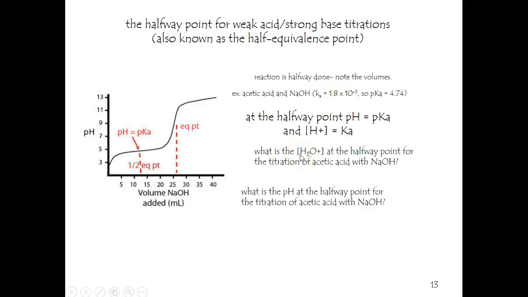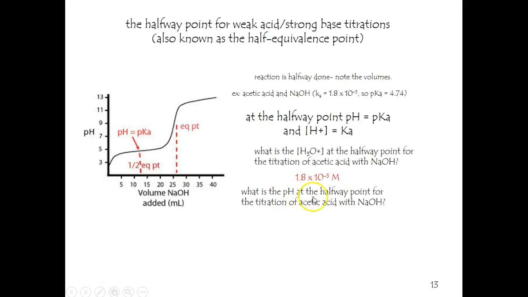The concentration of H+ must be that, right? At that point, the pH is the pKa. That must be the pH. We just take 10 to the negative pH to get the Ka, which would be what is known for acetic acid, which is 1.8 times 10 to the minus fifth.